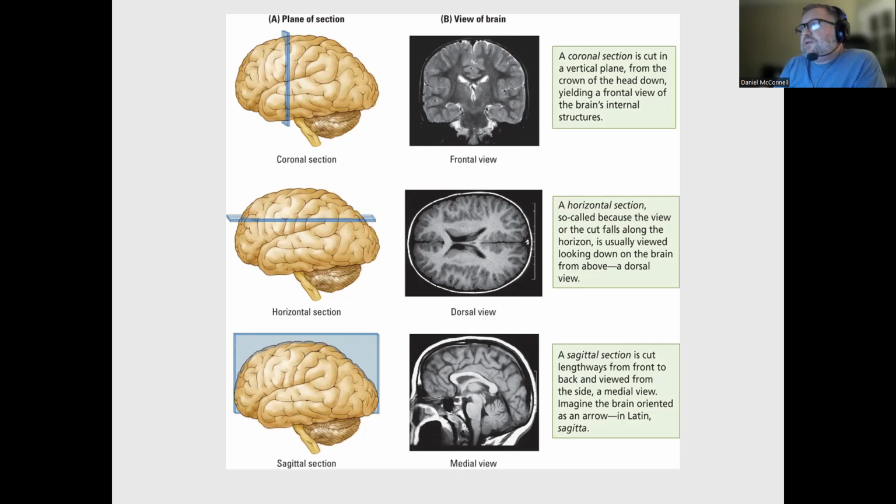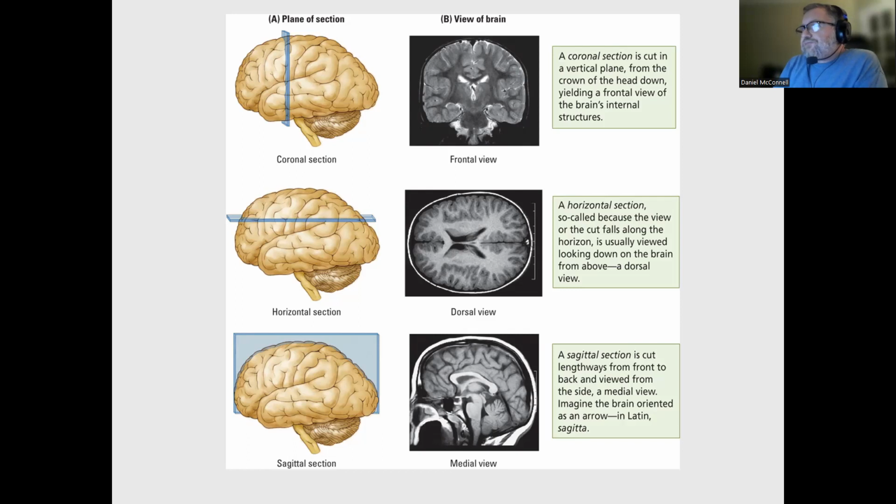So if we imagine a plane that intersects the brain in a way that crosses the midline of the brain, so that would be something like you see my hand like this right in front of my face, that's called a coronal section, right? And it gives us a view of the brain that is referred to as a frontal view, because there's also a name called the frontal plane. And the frontal plane is any plane that goes in that same coronal direction.